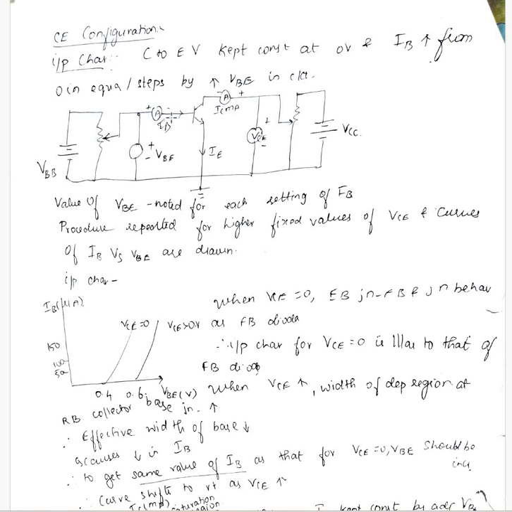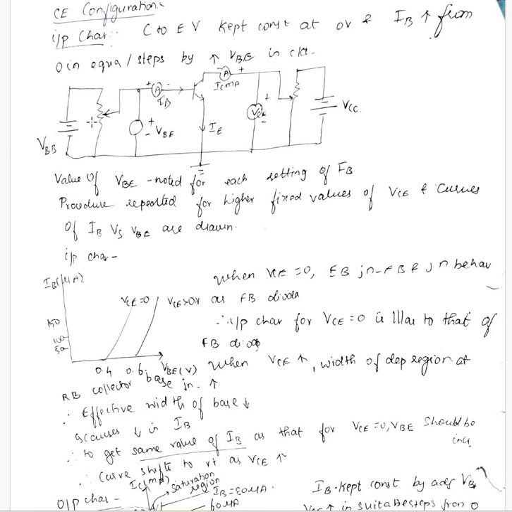Input characteristics is plotted between VBE and IB, keeping VCE constant. So it is like emitter base junction is forward biased and collector base junction reverse biased. Initially it is like a PN diode in forward bias only when VCE equal to 0. So we get the same PN diode forward bias characteristic curve.